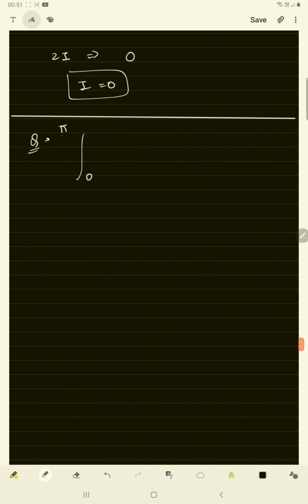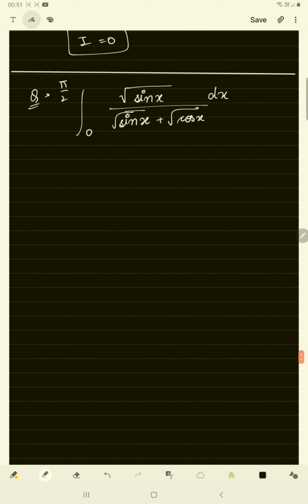The integral from 0 to pi by 2 of under root sin x upon under root sin x plus under root cos x dx. Now to solve this we need to use the King's rule that we discussed in the previous video. So let me just write it simply that I is equals to the integral from 0 to pi by 2 of under root sin x upon under root sin x plus under root cos x dx.